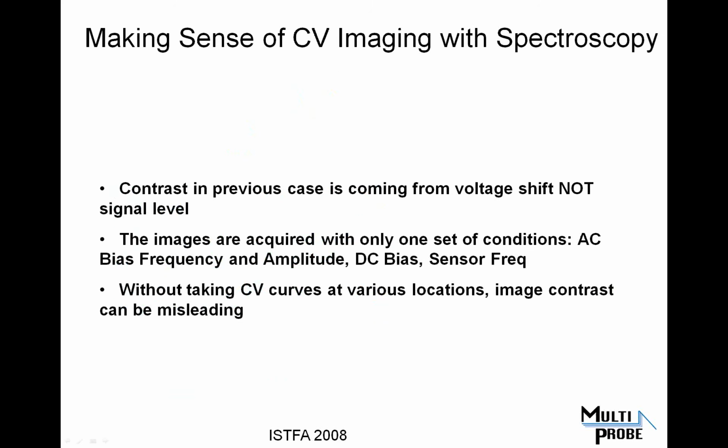So in this case, like I said, the contrast isn't necessarily coming from the inherent signal level of that device. It's coming from a voltage shift. So until you keep track of or parse out the differences between your bias frequency, your bias amplitude, your sensor frequency, your DC bias levels, you can't really be clear as to what's causing the contrast.